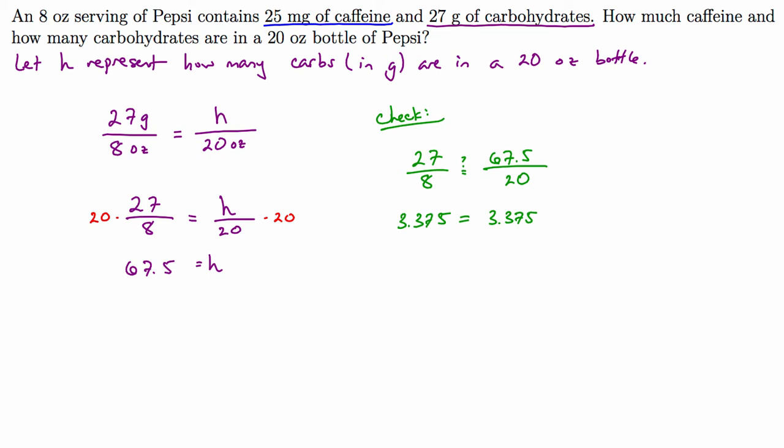The final thing to do on paper is to actually answer the question. How many carbohydrates are in a 20-ounce bottle of Pepsi? There are 67.5 grams of carbohydrates in a 20-ounce bottle of Pepsi.